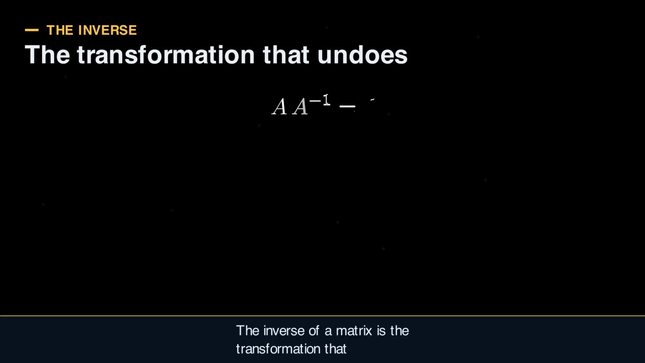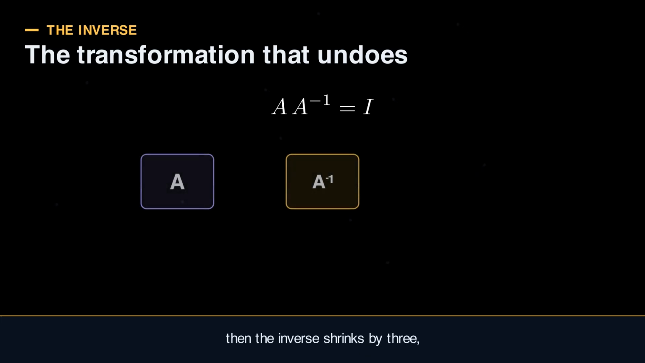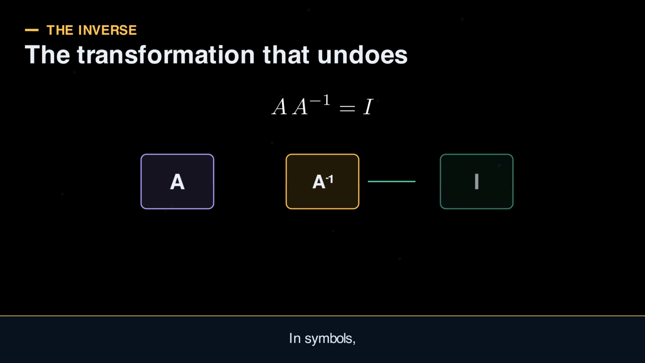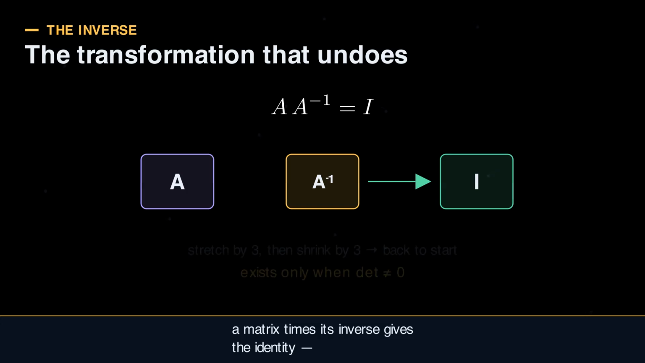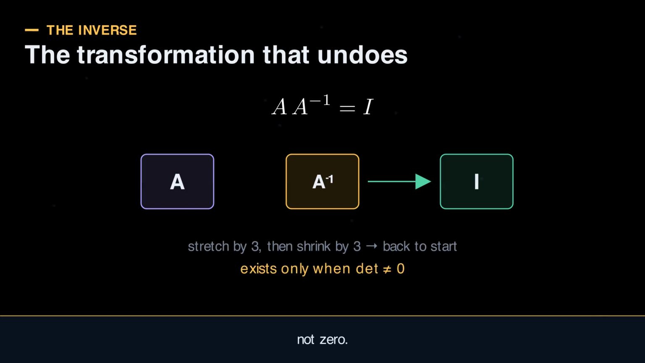The inverse of a matrix is the transformation that undoes it. Stretch by 3, then the inverse shrinks by 3, and you are back where you started. In symbols, a matrix times its inverse gives the identity, the do-nothing matrix. But an inverse only exists when the determinant is not 0.